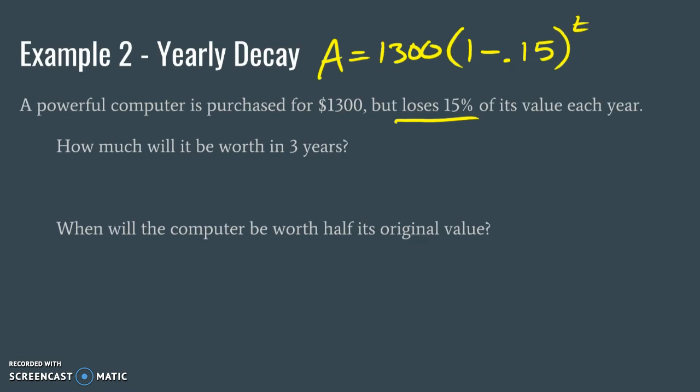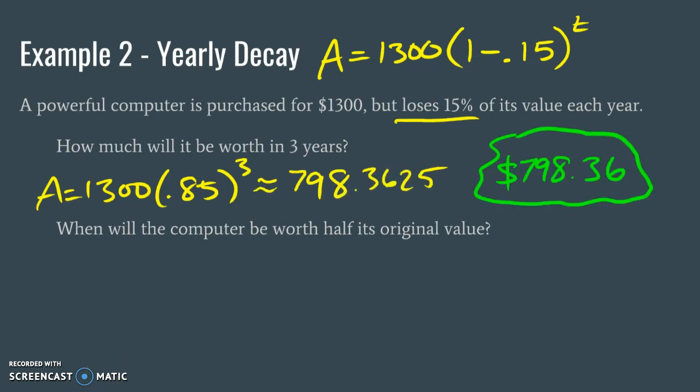Other than that, the process is the same. If we want to know how much it'll be worth in 3 years, we have A equals 1,300 times 0.85 raised to the third power, which is approximately $798.36.